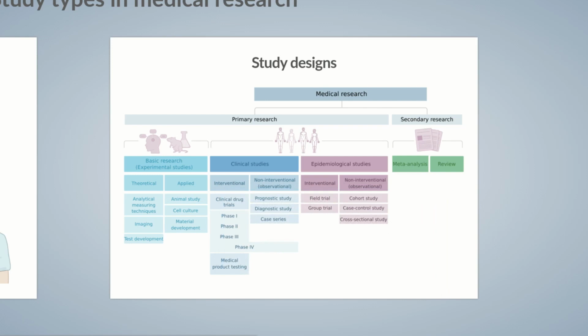So we've just introduced you to several study types in medical research, but there are more study types than those mentioned in this episode. The most important ones to remember are the Phase 1 to 4 trials, cohort and case control studies, as well as meta-analysis and reviews. If you'd like to test your knowledge on the study types, then stay put for the quiz.